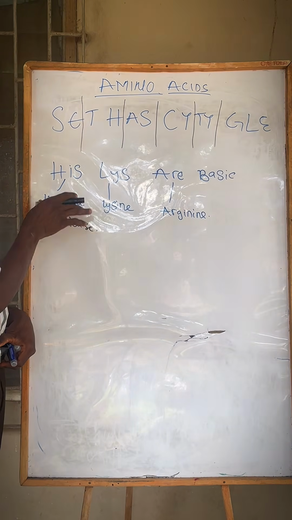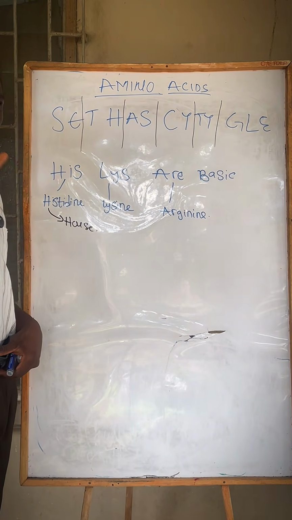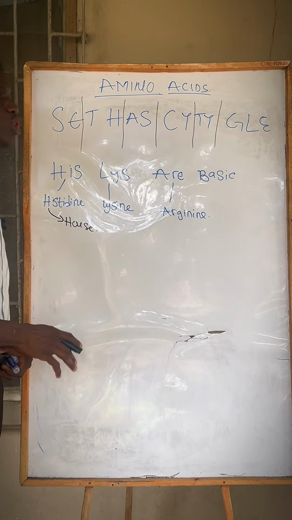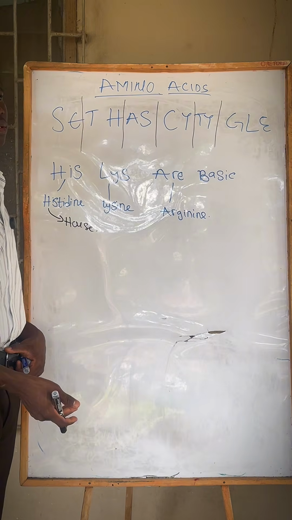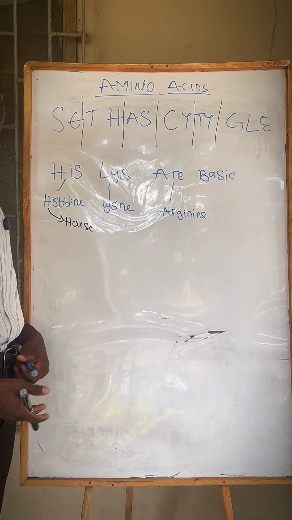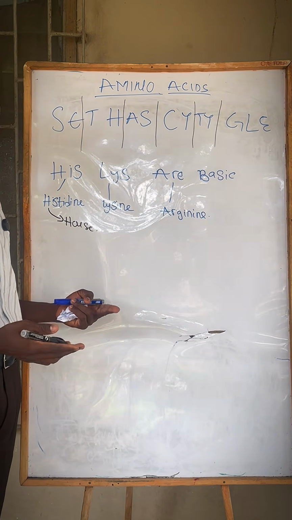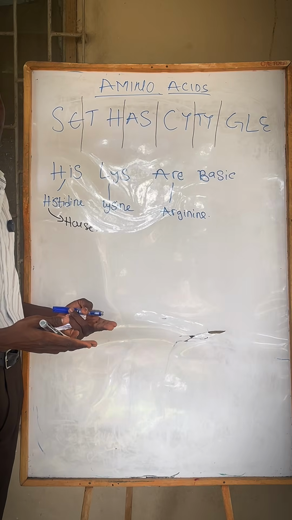How do I draw the structure of histidine? You draw it by drawing alanine first, and after the alanine, you put a house there. That house should have two windows, and the windows are two nitrogens. Do you understand?